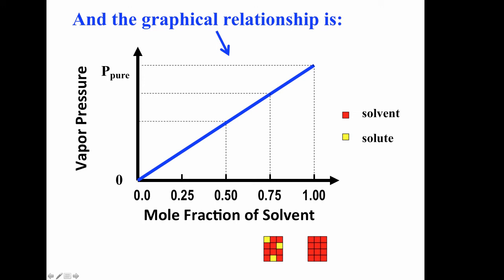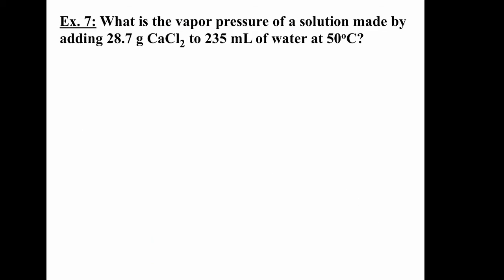solvent. Same idea for 50%. If it's 50% solvent molecules, then you have 50% of the vapor pressure. If you have 25% solvent molecules by moles, then you have 25% of the vapor pressure. And if you had all solute, which is non-volatile, then there'd be 0 vapor pressure. So that's the relationship, a conceptual understanding type of idea.